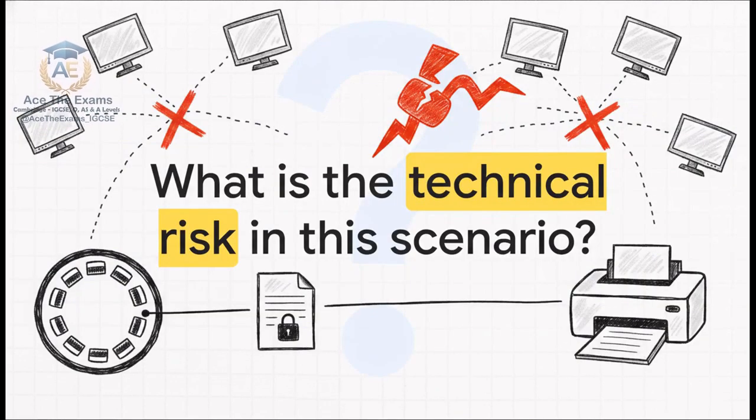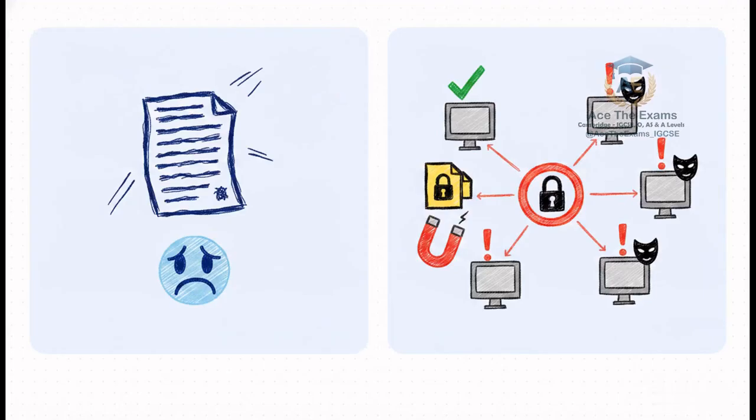Let's test this out really quick with a scenario challenge. I want you to actively think about this one. Imagine a school network uses a hub to send a highly confidential exam file to one very specific printer in the administrator's office. Based on that three-step broadcast mechanism we just walked through, what's the major technical risk here? Think about the specific nouns in this scenario: the hub, the confidential exam file, and the printer. What could go wrong?